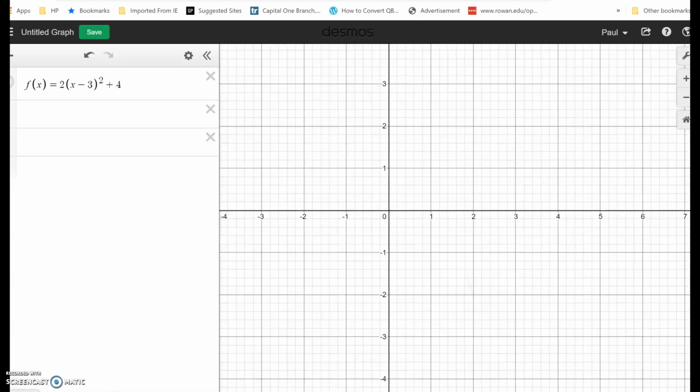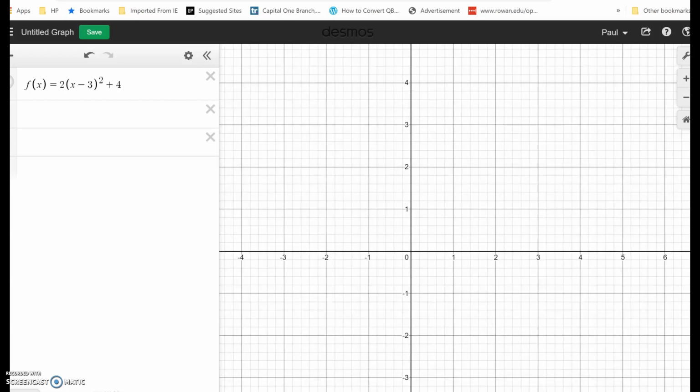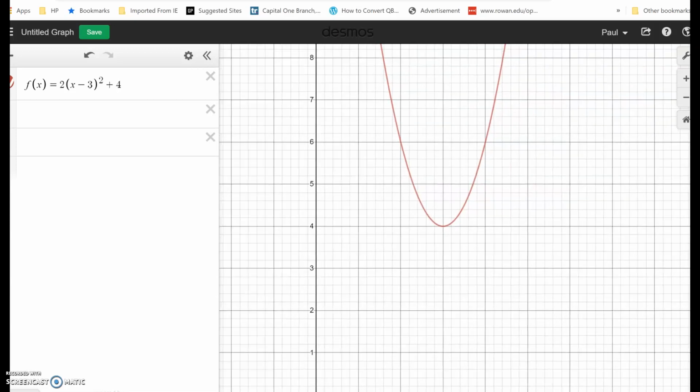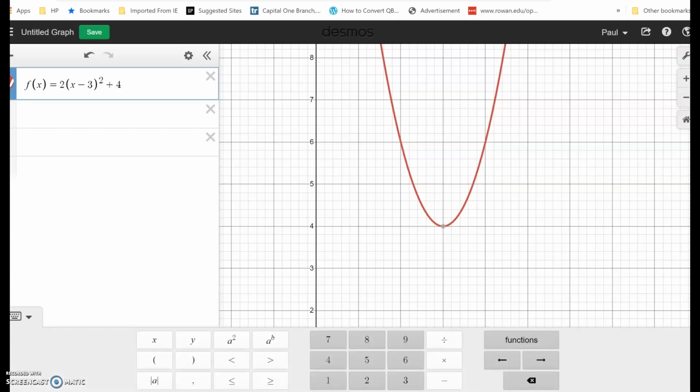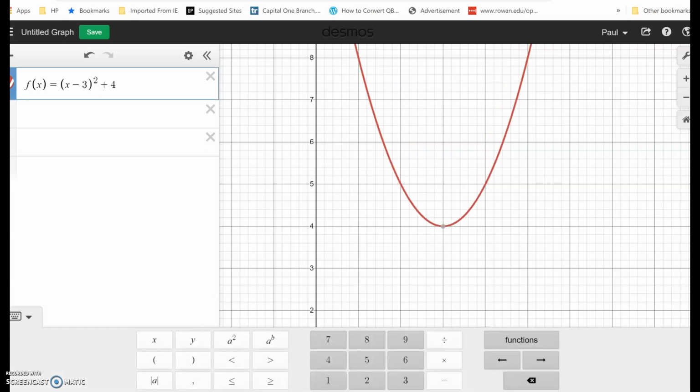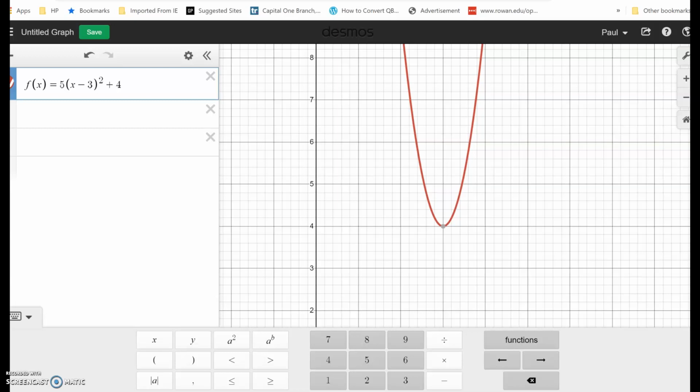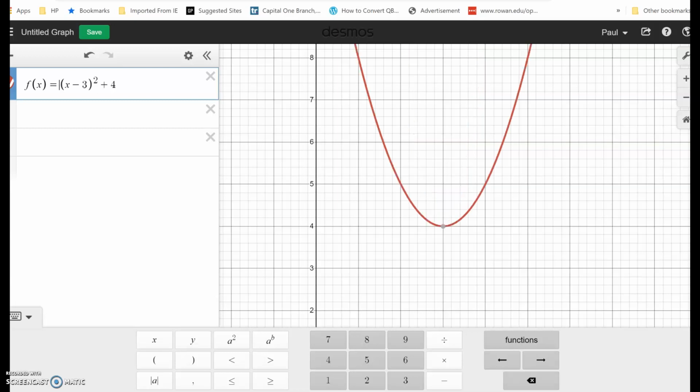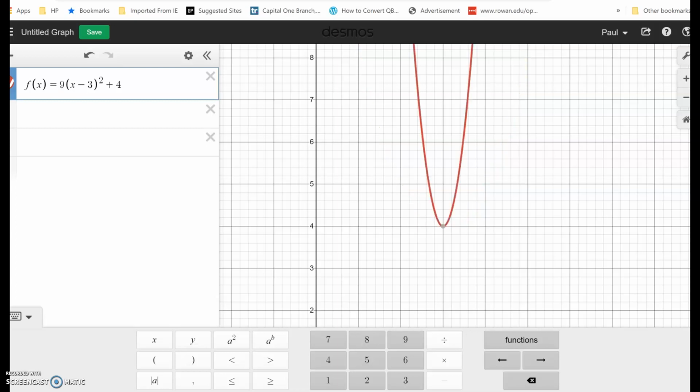Just type it in. Somehow my pen is connected to the Desmos screen. I don't really know how that works. Now look, is the vertex in the correct place? Yeah, x is 3, y is 4. And does it open upwards? Yeah. Now let's make that 2 in front a little steeper. Let's make it be a 5. Do you see how it makes it steeper? Let's make that 5 in front be a 9. You see how it makes it steeper?